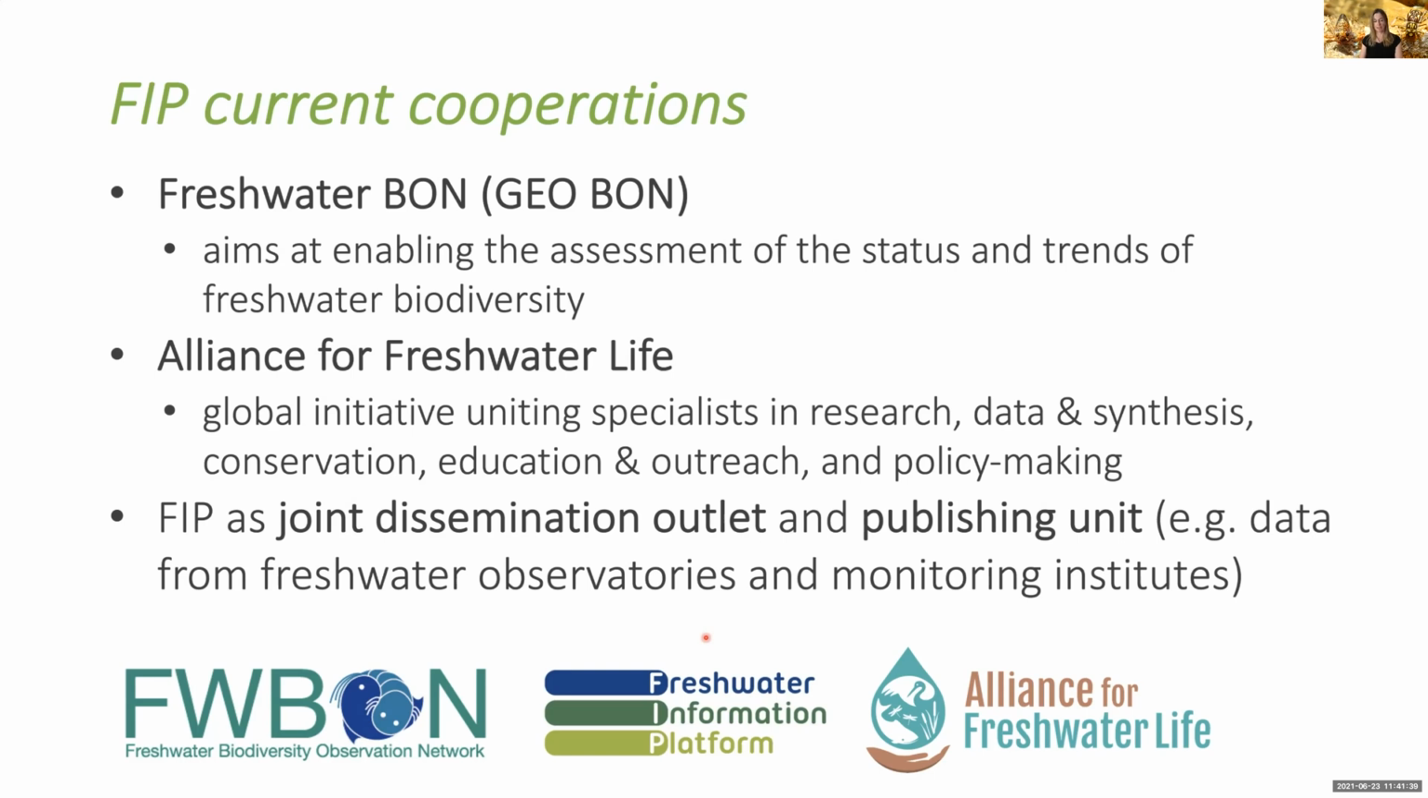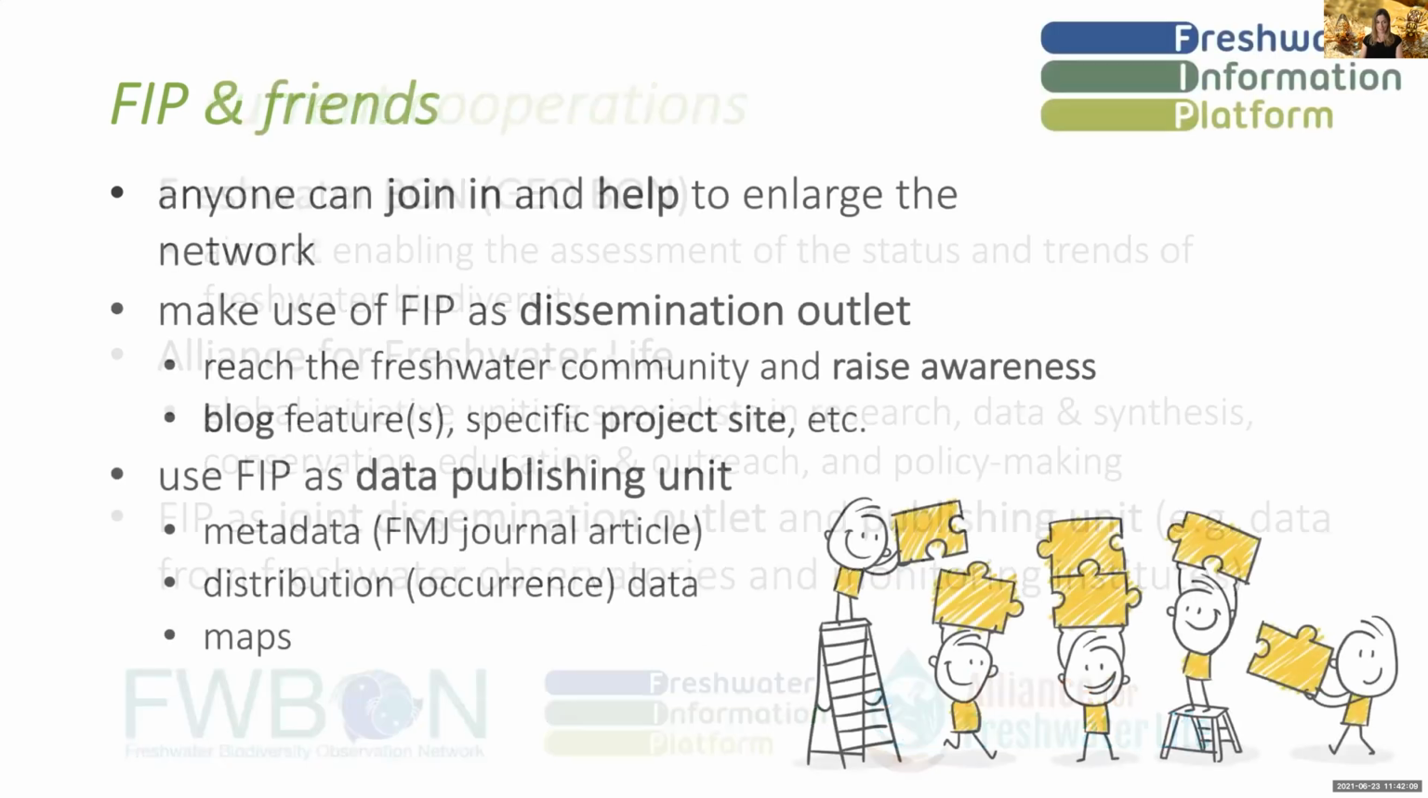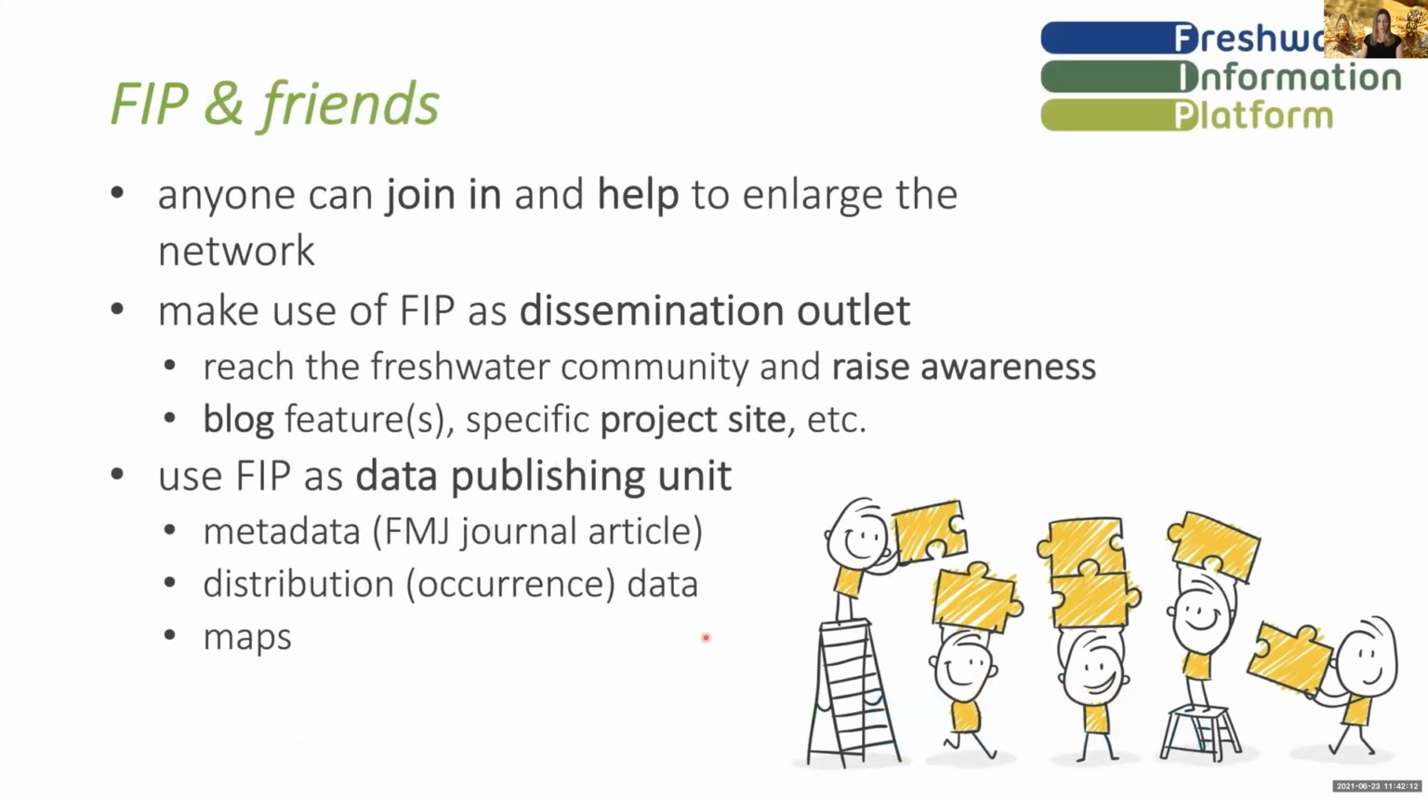And then the second cooperation is with the Alliance for Freshwater Life. This is a global initiative uniting specialists in 5 main topics: research, data and synthesis, conservation, education and outreach, and policy making. And those 2 networks use the Freshwater Information Platform as a joint dissemination outlet and as a publishing unit. But basically, we are open for any cooperation, so anyone can join in and help to enlarge the network, and anyone can also make use of the FIP as a dissemination outlet.